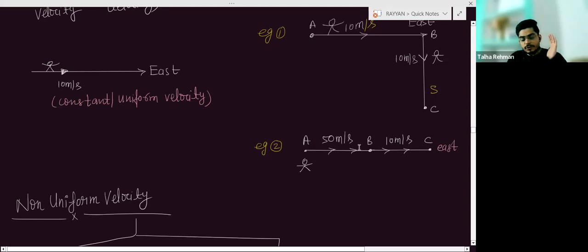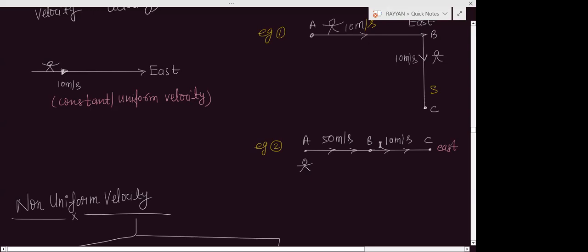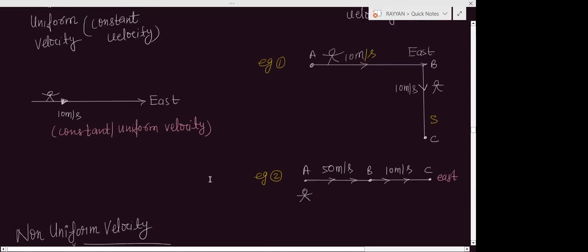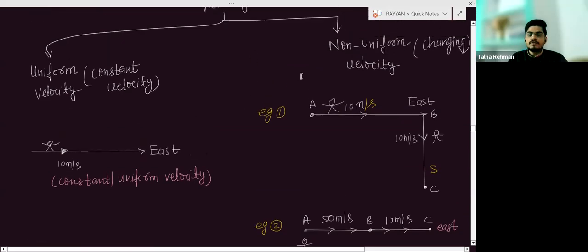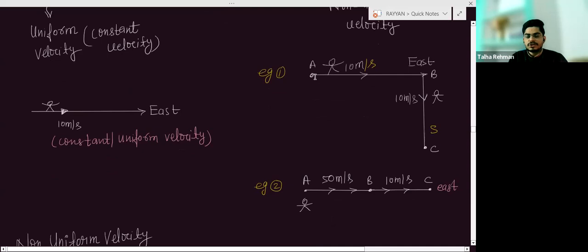But from A to C, if we take the point B, after the point B, the person has the speed of 10 meter per second, from 50 to 10 meter per second. Here speed is changing, means the velocity is changing. Okay. So these are the examples of the non-uniform velocity. Non-uniform velocity means the velocity which is changing.